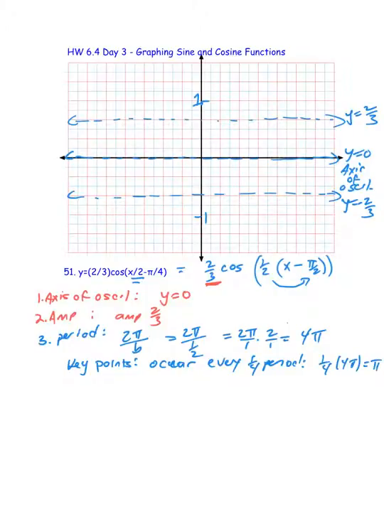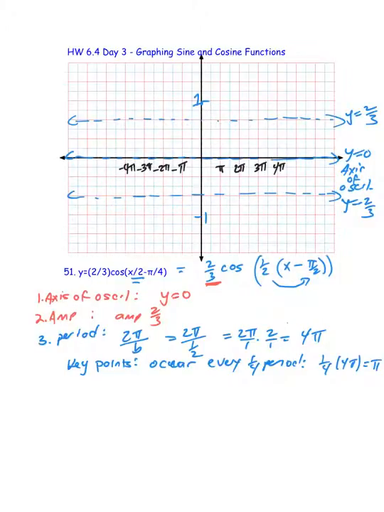So I could go ahead and I can put on the x scale right now. So we're going to count by units of pi. I'm going to let 2 squares here be pi. So this will be pi, 2 pi, 3 pi, 4 pi, and then -pi, -2 pi, -3 pi, -4 pi.